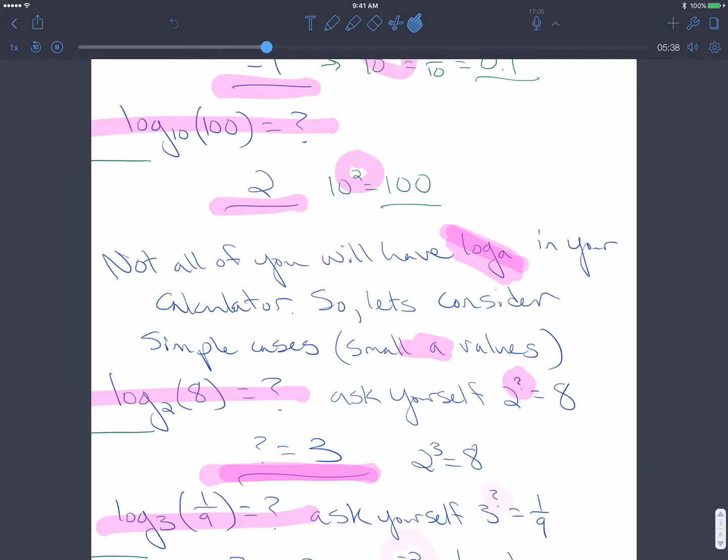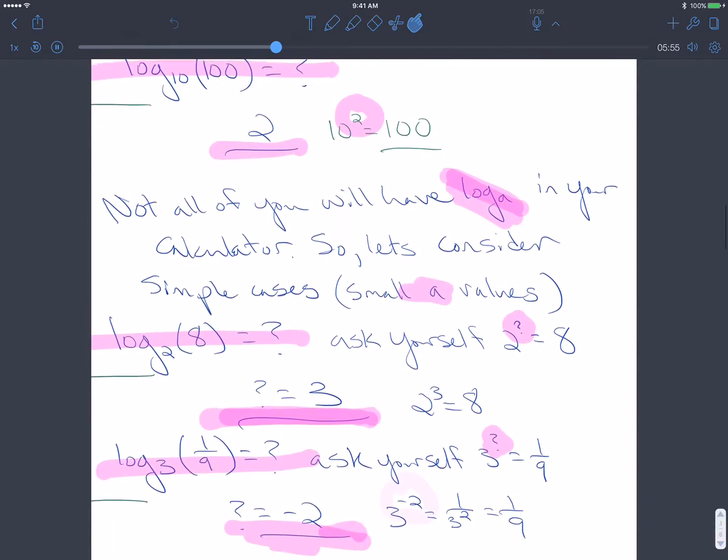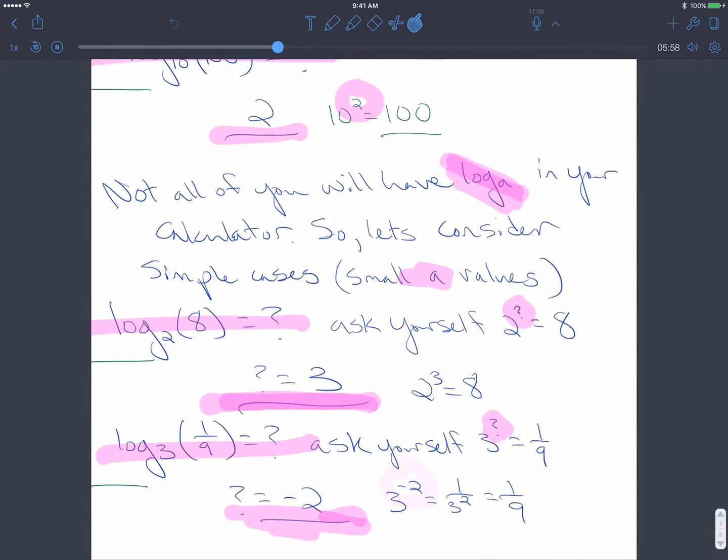So 3 to what power gets us 1/9 is really what we're asking. Now, if you think about that, 1/9 is 1 over 3 squared. So since that's in the denominator, that's the same as 3 to the -2. So you should get a -2 out. Okay, and then I wrote it all here too. 3 to the -2 is 1 over 3 squared, and that gets you that 1/9. That is consistent with our input.